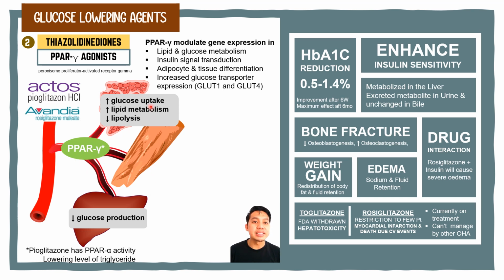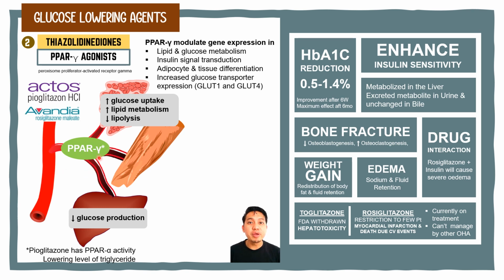The second agent is thiazolidinediones, which are ligands of the peroxisome proliferator-activated receptor gamma, a nuclear receptor that can be found in adipose tissue, in muscle cells, as well as in the liver. Pioglitazone and rosiglitazone are the only available drugs in this class. These thiazolidinediones do not promote insulin secretion from beta cells, but insulin is necessary for them to be effective.